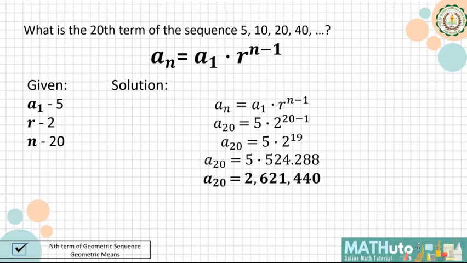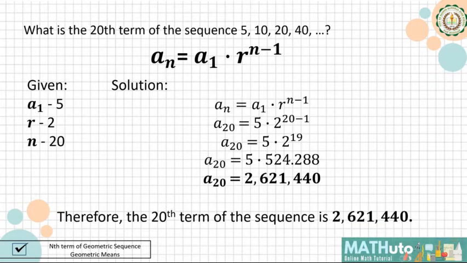That is, a sub 20 is equal to 5 times 524,288. Then multiply, this will come up with 2,621,440. Therefore, we can now answer that the 20th term of the sequence is 2,621,440.